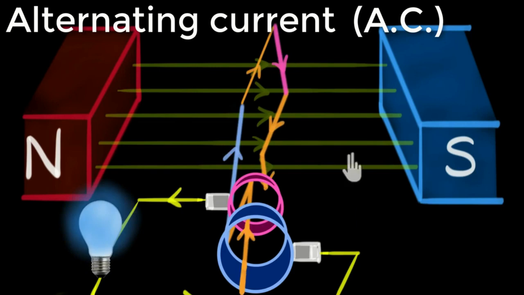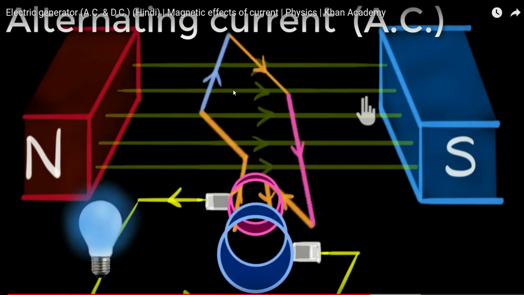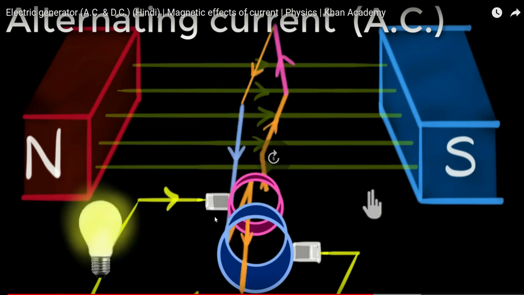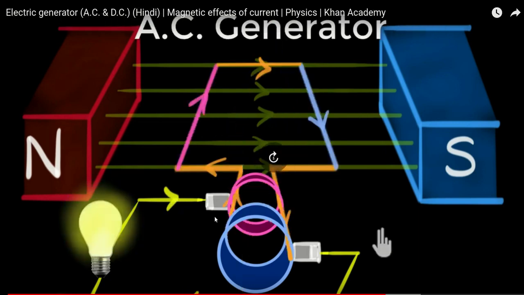Now what if we didn't want to change this direction of the current? What if we always wanted the current to be in one direction? By the way, whatever generates alternating current is called an AC generator, because it is creating alternating current, where the direction of the current keeps changing, correct?